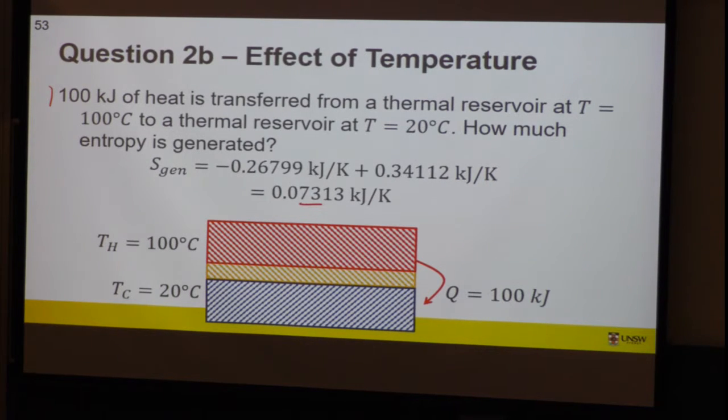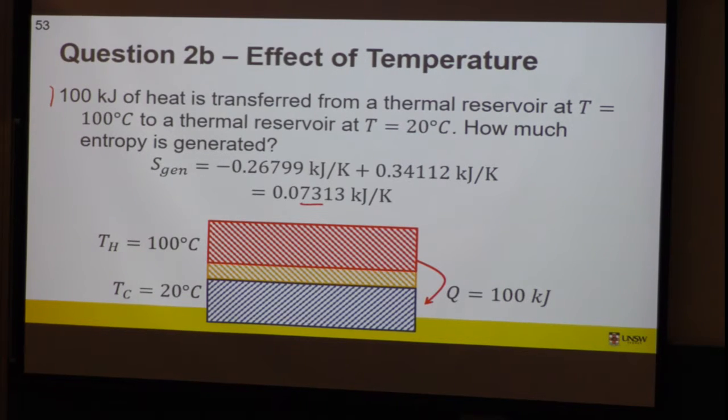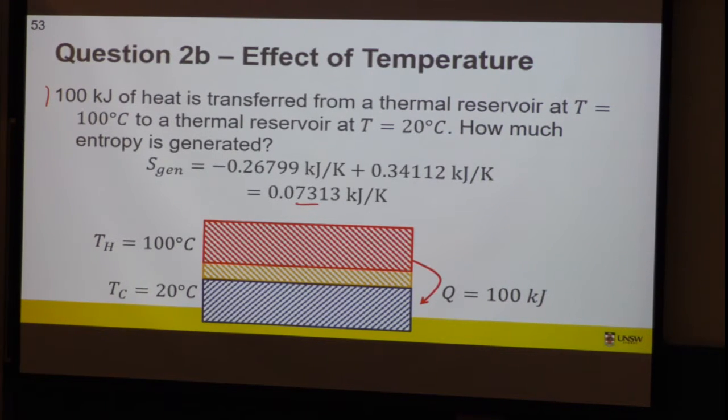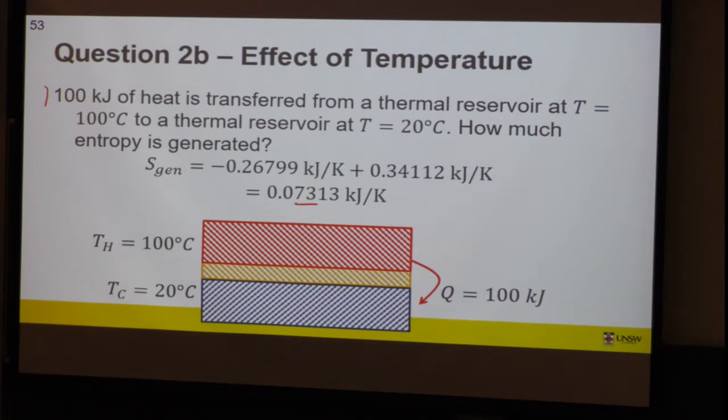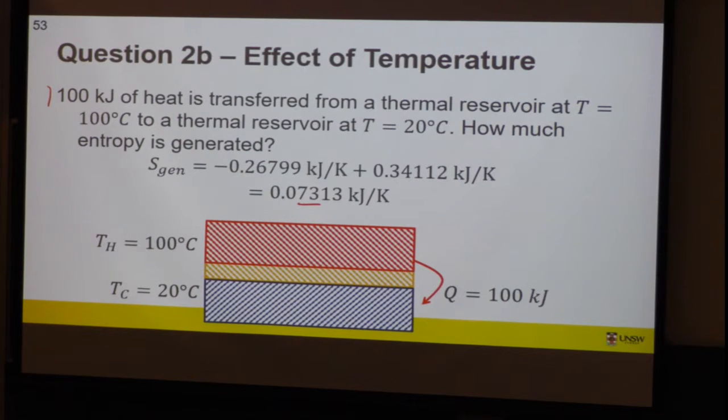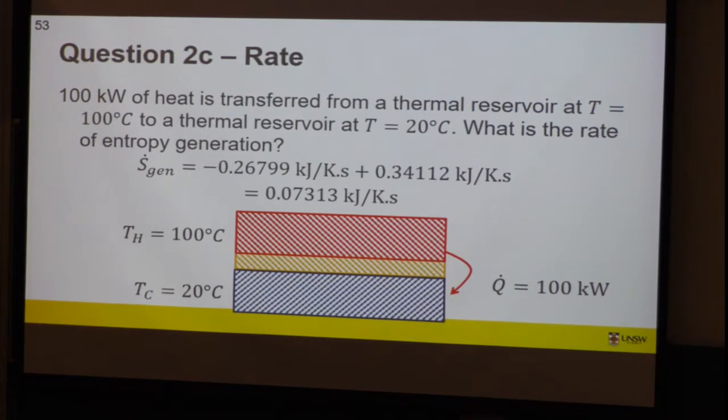But the greater the temperature difference, the faster the rate of heat transfer. So you have to weigh that up. The smaller the temperature difference, the more efficient a process is, or the less usefulness of energy is destroyed, but the slower it is. And so you've got to equate those.